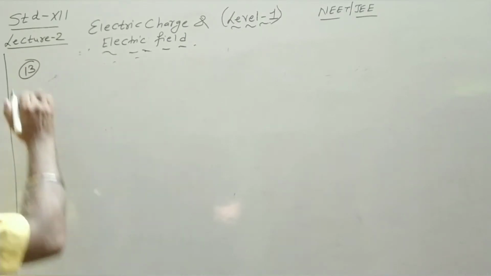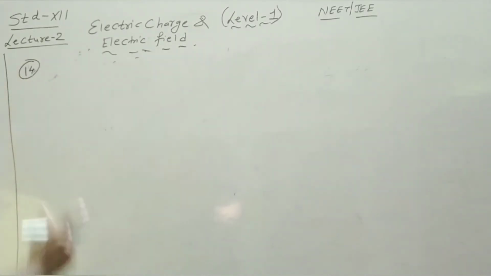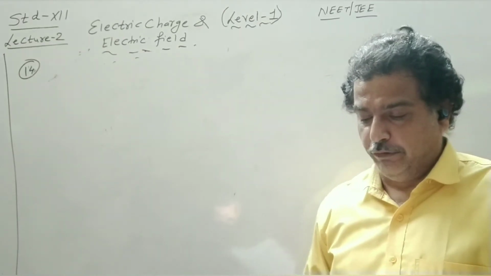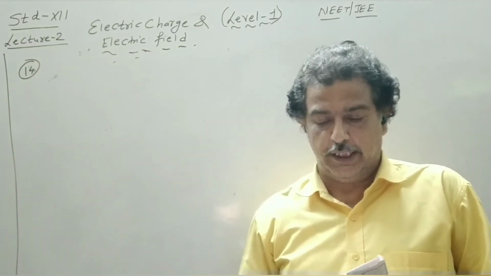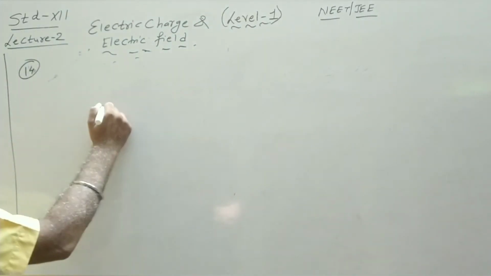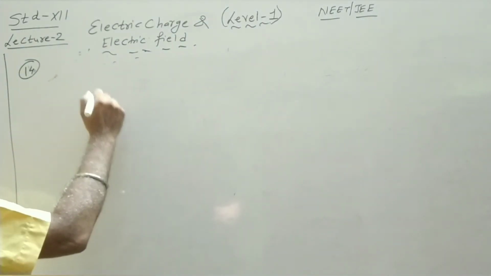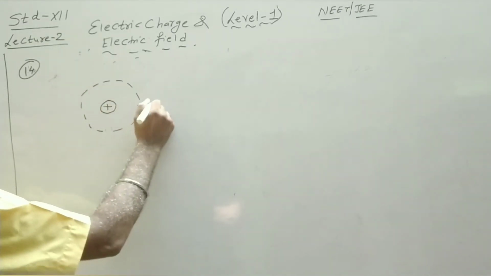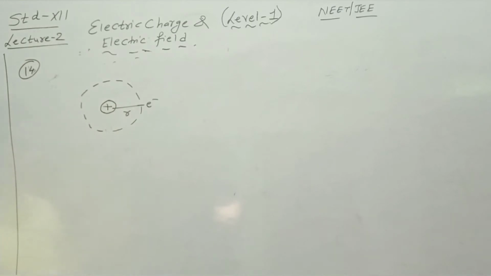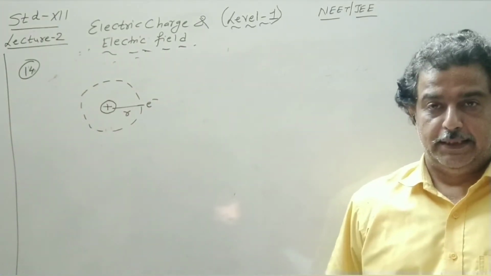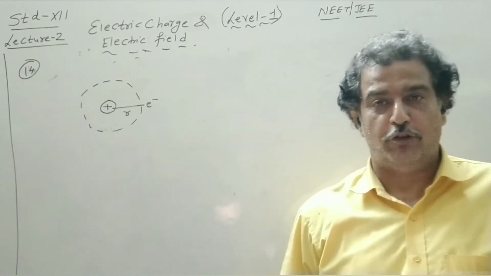Question number 14. Question 14 is a very simple question. An electron is moving around the nucleus of a hydrogen atom in a circular orbit of radius r. So this is the nucleus of hydrogen and the electron is revolving around it. The radius is r. The Coulombian force between the two is, now the options are in vector form.